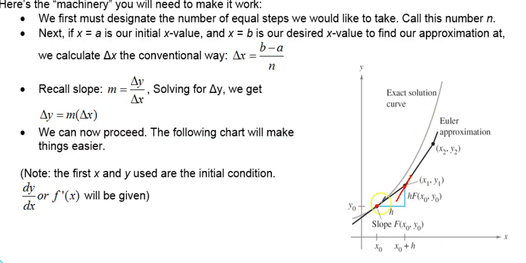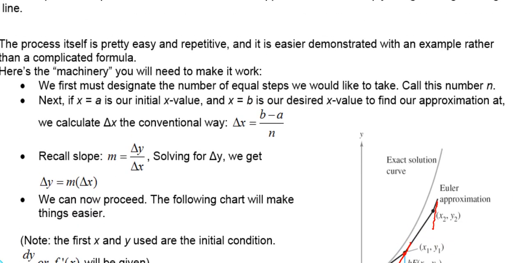Now, a line cannot be bent, so we are just jumping onto another line. From here to here, we jump onto another line, and then we jump onto one more line. Depending on how far you are going, we are just finding the equation of the tangent line multiple times. Again, it's a very repetitive process, but simple and easy. I would say it's much easier demonstrated with an example than with a complicated formula, so I would like to jump straight to the example.